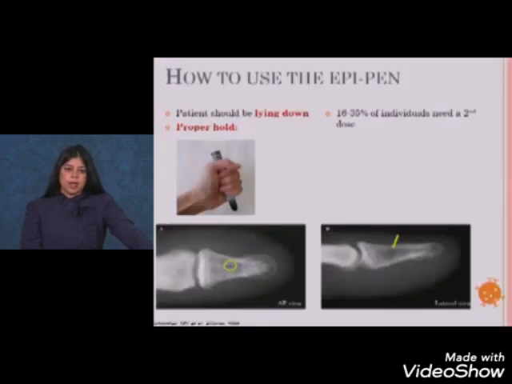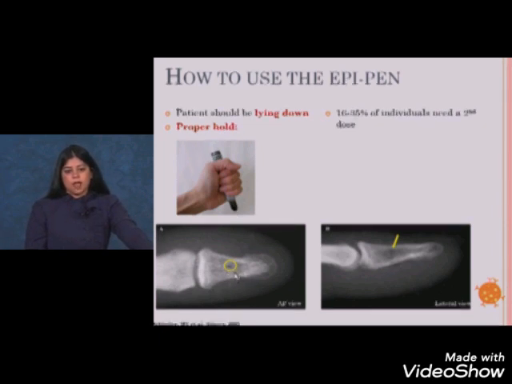How to use the EpiPen. The patient should be lying down. Proper hold is as seen here. This is an older EpiPen. We'll show you a newer one, what it looks like. But you want to hold it this way, needle here. This is what happens when you stick yourself. This is a picture of a person who accidentally held it the wrong way and got a bone fracture from it.